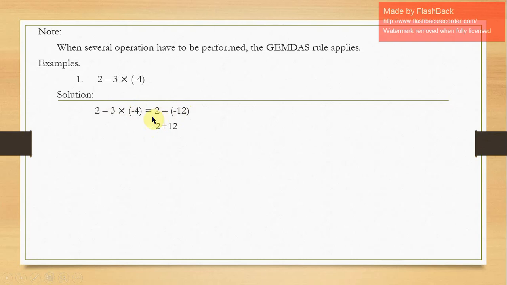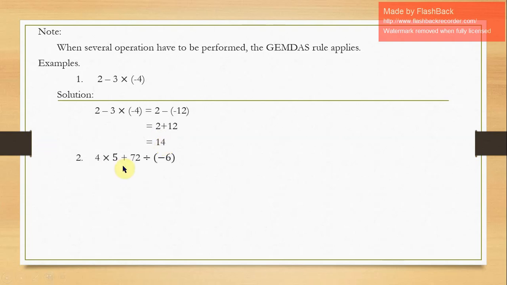This expression, 2 minus negative 12, will become 2 plus 12. Why? Because how to subtract integers? The rule in subtracting integers is always change the sign of the subtrahend. Ano yung subtrahend dito sa dalawa? That is negative 12. So, what is the sign of negative 12? That is negative. So, it will become positive. Then, proceed to the rule of addition. So, 2 plus 12 is equal to 14. Therefore, 2 minus 3 times negative 4 is equal to 14. Next.